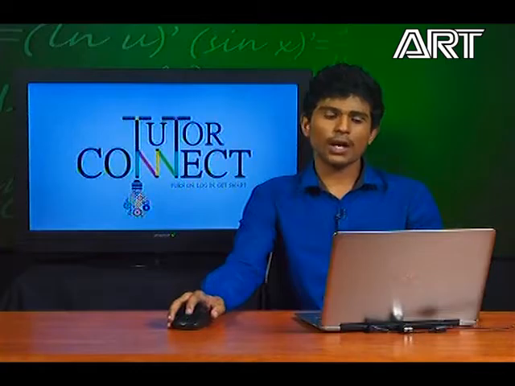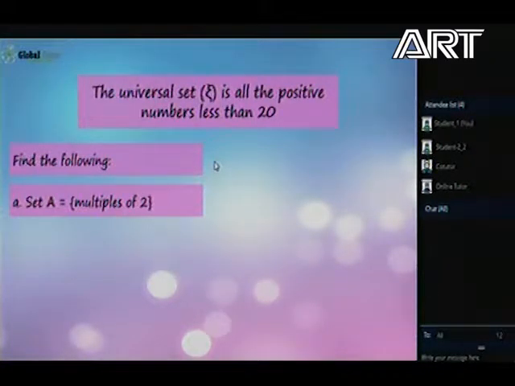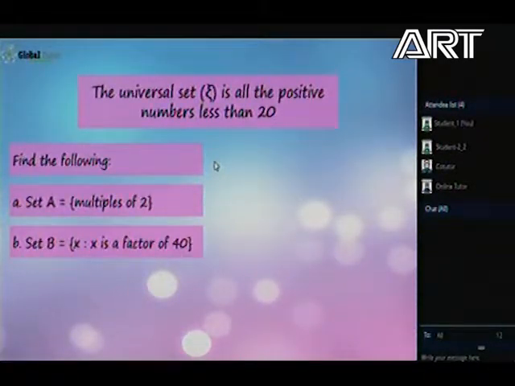The universal set is all the positive numbers less than 20. Find the following. The A part of this question is set A equals the multiples of 2. The B part of this question is set B equals x such that x is a factor of 40. The C part of this question is A union B. And the D part of this question is A intersection B.